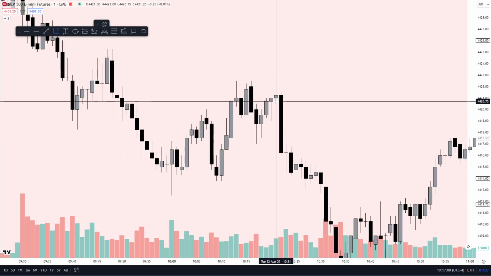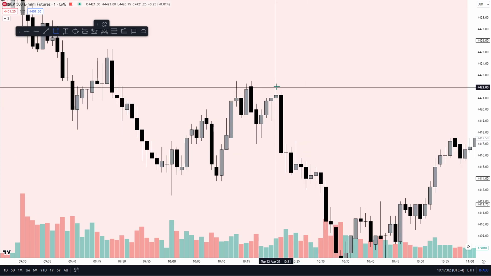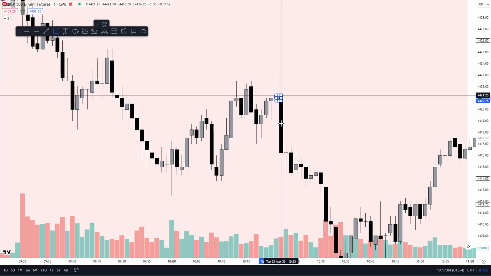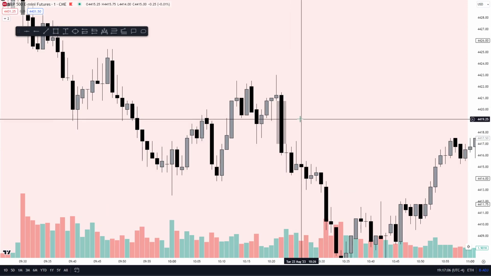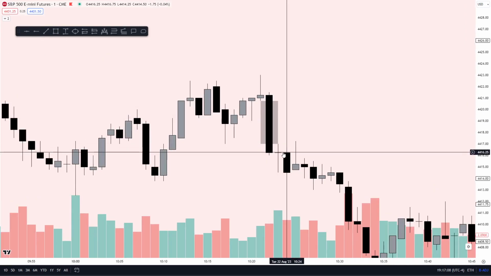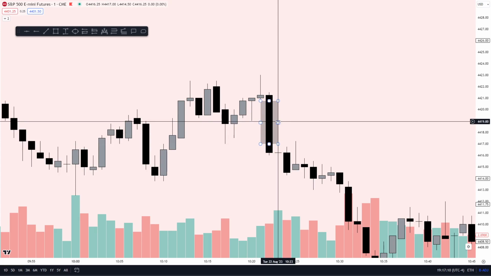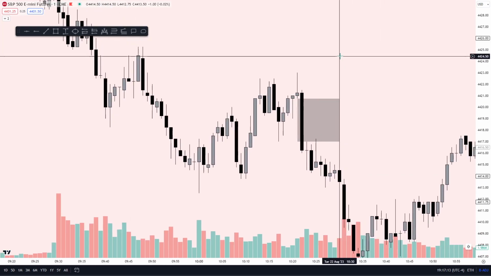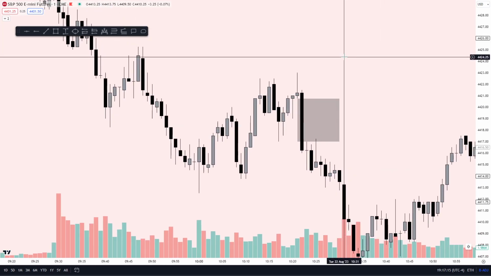The way you chart this is you look for gaps between the first candle's wick and the third candle's wick. So you see how there's a gap between this wick and this wick. Okay, so that's a fair value gap. That's basically what a fair value gap is.